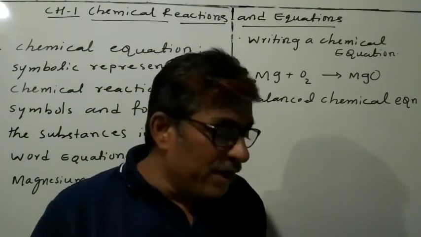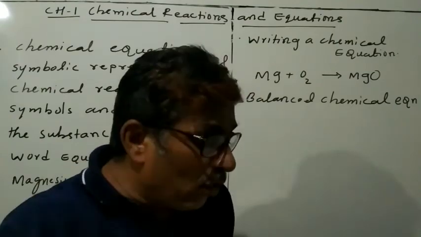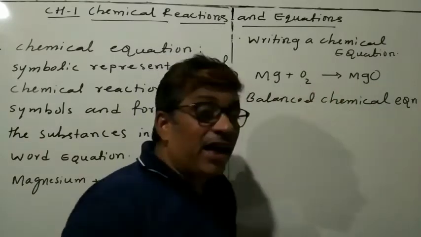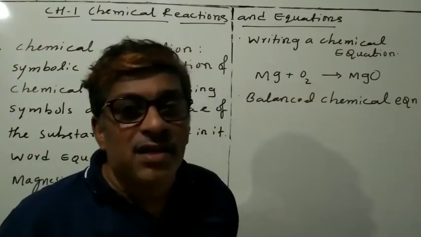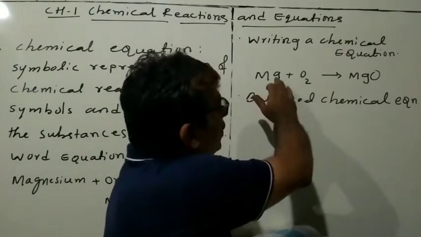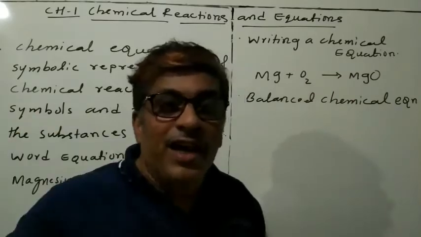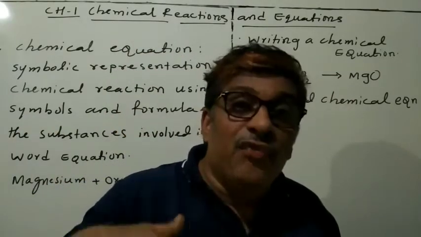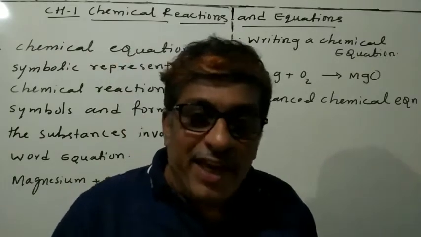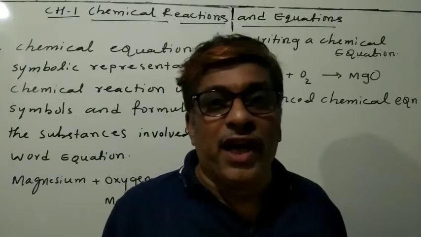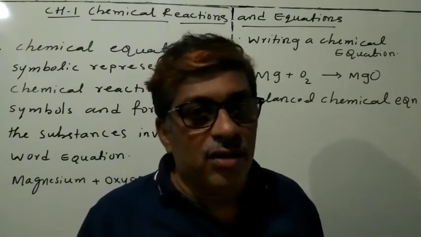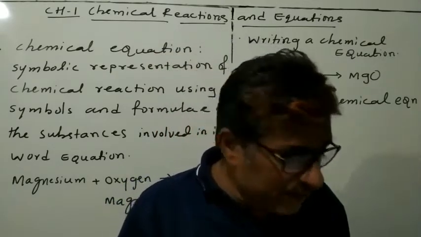See, what does balancing a chemical equation mean? If the number of atoms of each element on the left hand side and the right hand side are equal, it is called a balanced chemical equation. The number of atoms on the left hand side and the right hand side should be equal. If it is not equal, that is called an unbalanced chemical equation, which is also called a skeletal chemical equation. Okay, that we have already discussed in the classes.